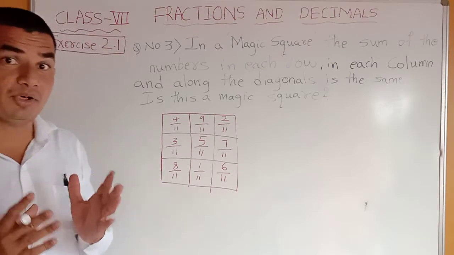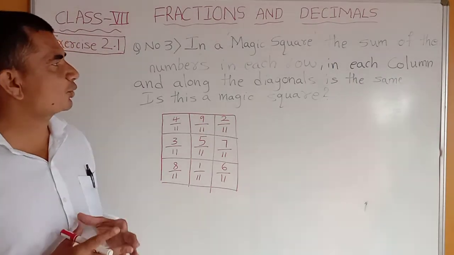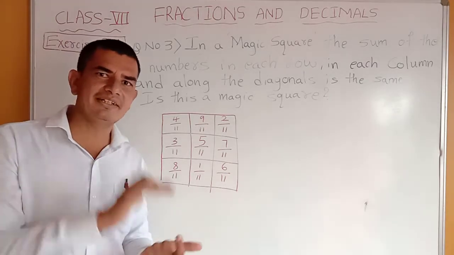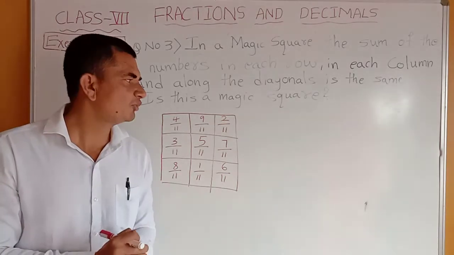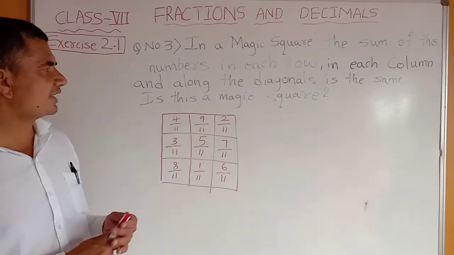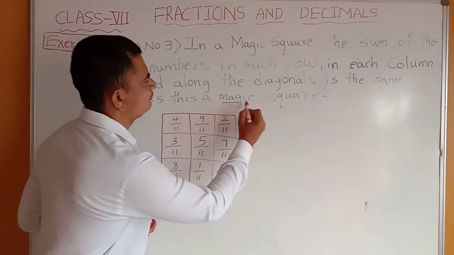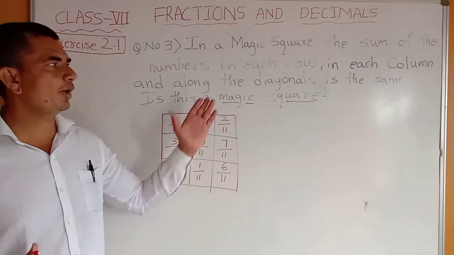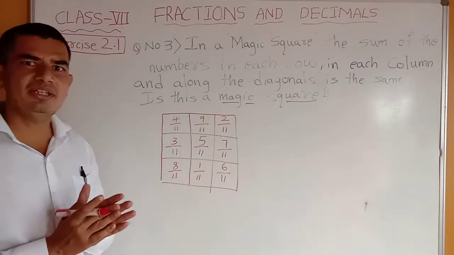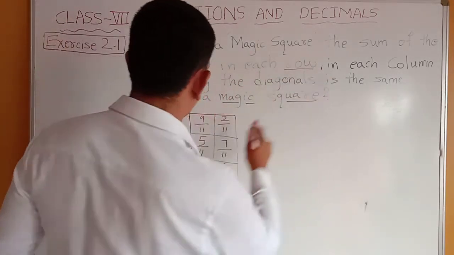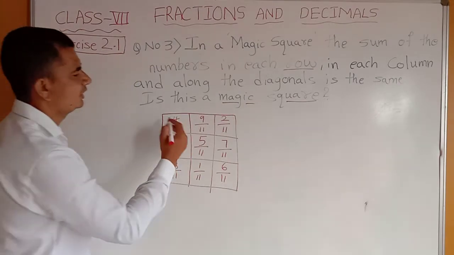So let us understand what is a magic square. In a magic square, in each row, column and diagonals, the sum should be the same. So they have given here one square, and we have to find out whether it is a magic square or not. First we have to check the rows, means the sum of the rows. Let us see here. So we will start observing the rows.